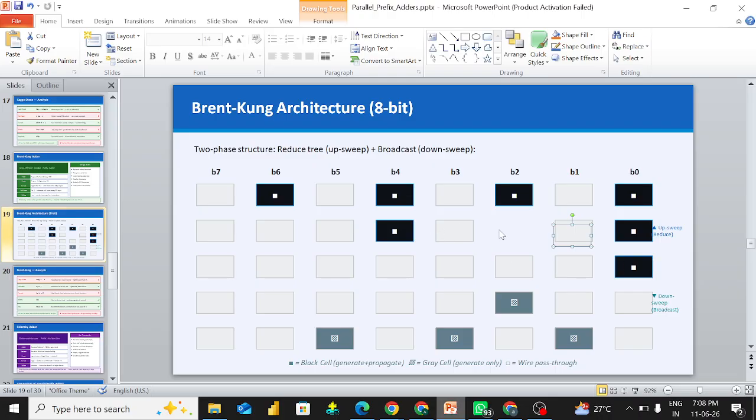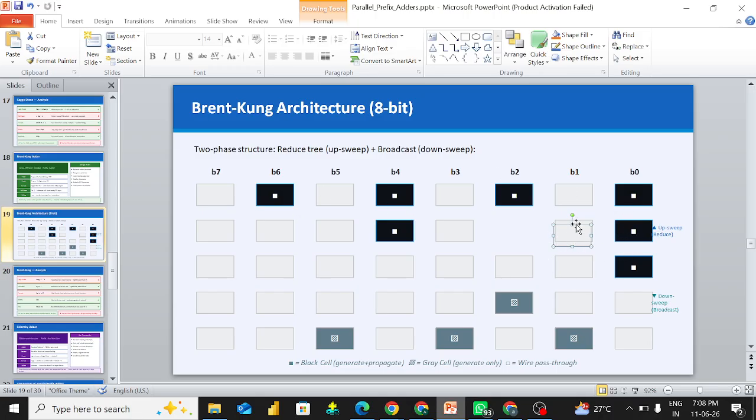Just think in Kogge-Stone adder, after getting level 3, you're going to get output, right? But here you're not going to get output, okay. You need to distribute the carry generated in each step, right? So how does the carry generate?